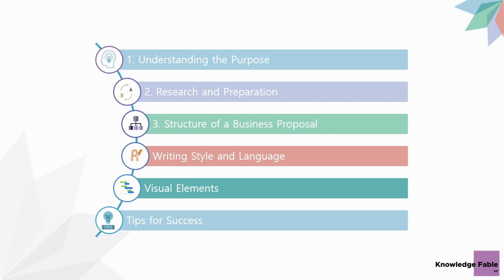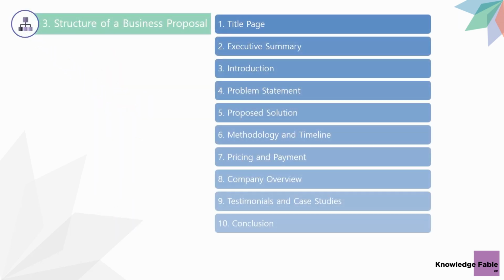Number 3. Structure of a business proposal. A well-structured business proposal is essential to keep your reader engaged and make your ideas clear. Here's a typical structure you can follow. Firstly, title piece. Include your company name, proposal title, and date. Second is executive summary. Provide a concise overview of your proposal, highlighting its key points. Third is introduction. Here, introduce your company and provide background information.